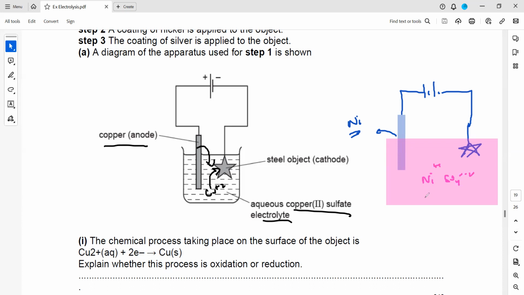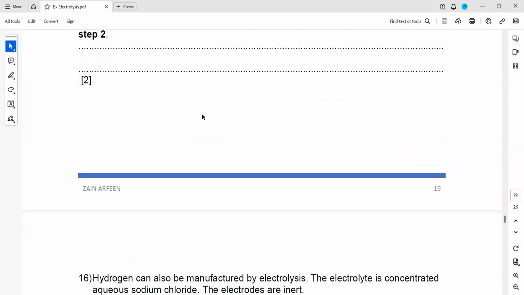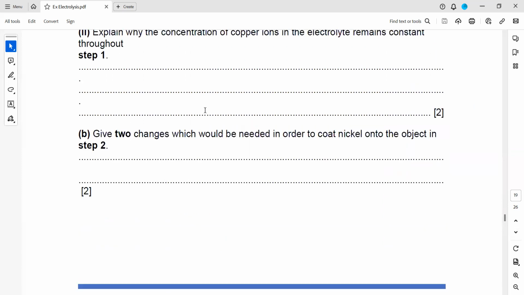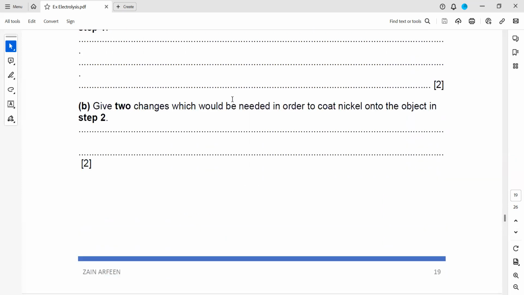Because what will happen? The nickel atoms will go into the solution as nickel ions, and the nickel ions will move towards the object. So what are the two changes we have to make here? The anode should be made up of nickel, and the electrolyte should be nickel sulfate. Two changes which would be needed in order to coat nickel on the object.